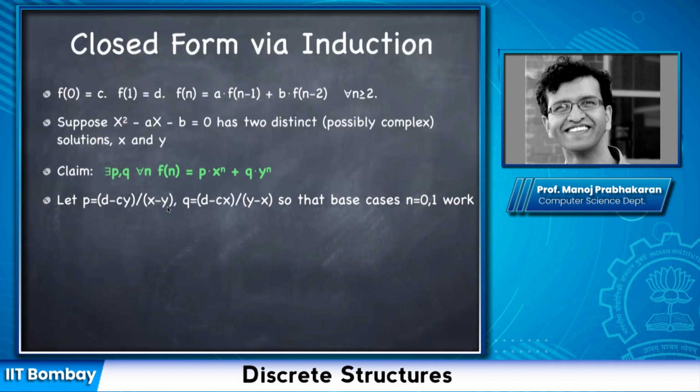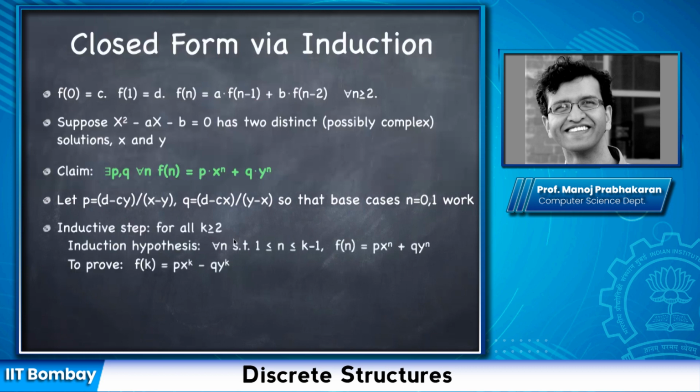Now for those p and q, we need to make sure for all n this condition holds. So we know it holds for n equal to 0 and n equal to 1. Suppose it holds for all n up to k minus 1, starting with k from 2, right? So for some k, could be 2 or more. Suppose you have shown that this holds for all n less than or equal to k minus 1. We would like to show that it holds for n equal to k also.